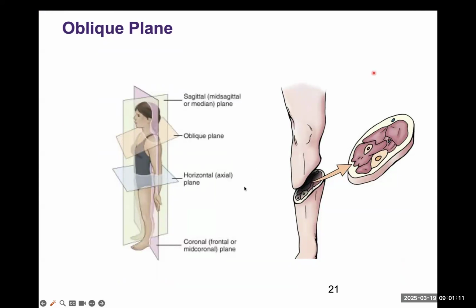And so you just basically cut a diagonal line. So like this is diagonal here. If you cut something diagonal, you cut something obliquely. So over here, you can see the leg has been cut obliquely.